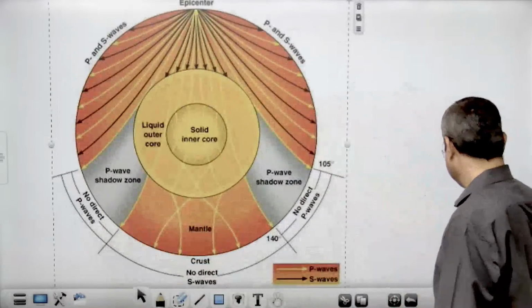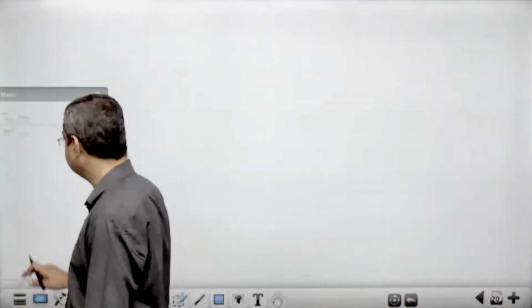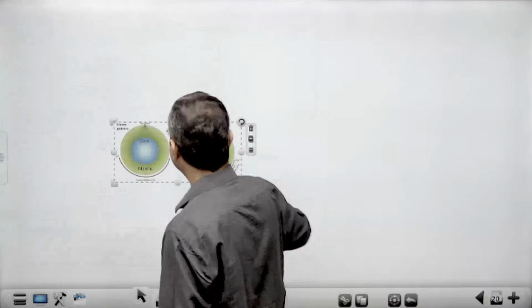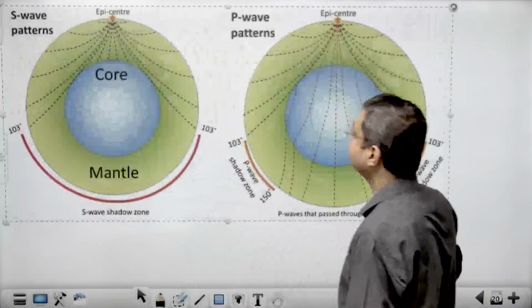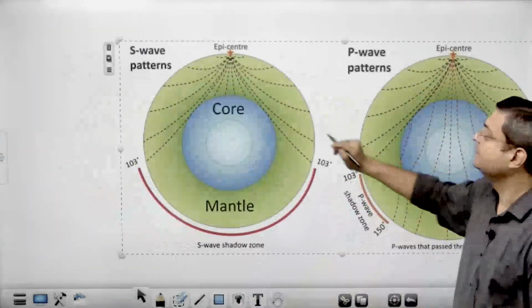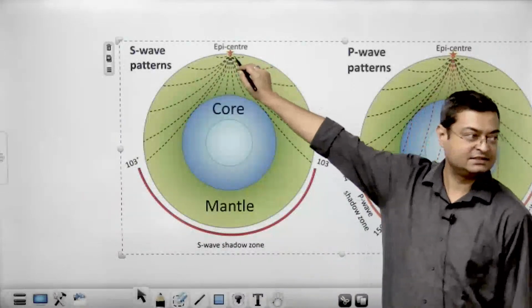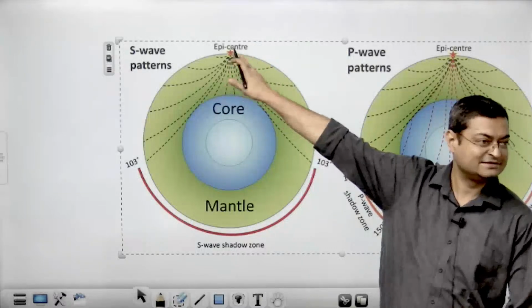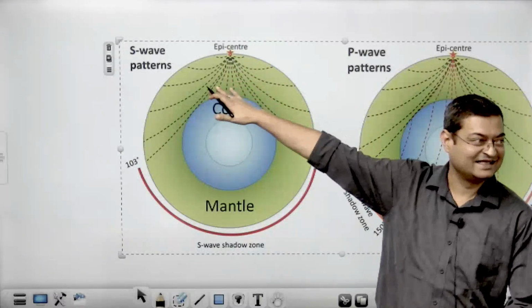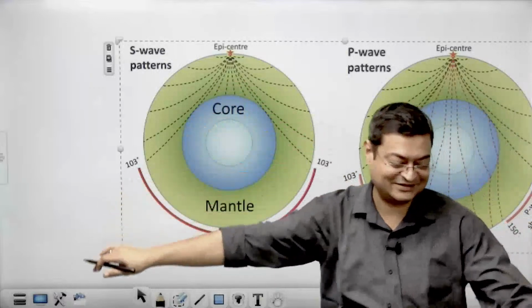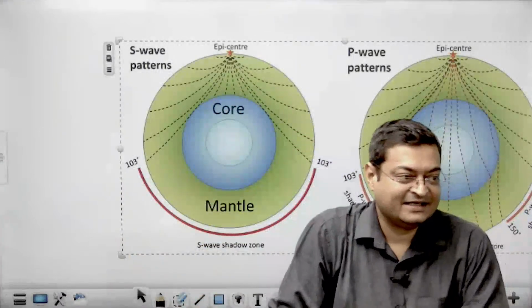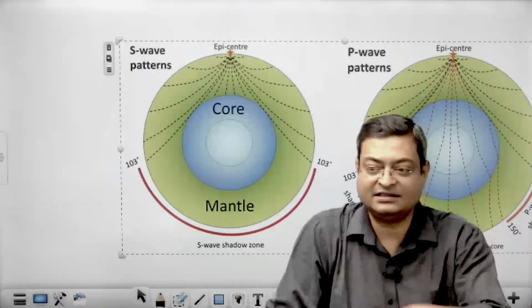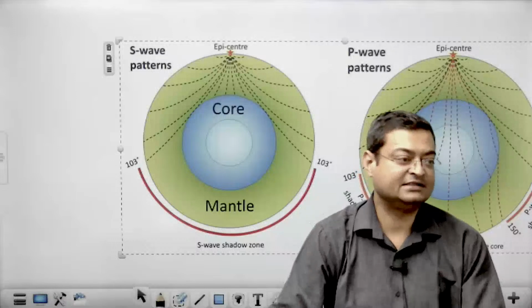You can draw in the same picture also. Let me insert it first. Or you can draw in a different one also. Okay? So the place of occurrence is the epicenter or focus. Place of occurrence of earthquake, it is the focus, and the place vertically over it at the ground is your epicenter.